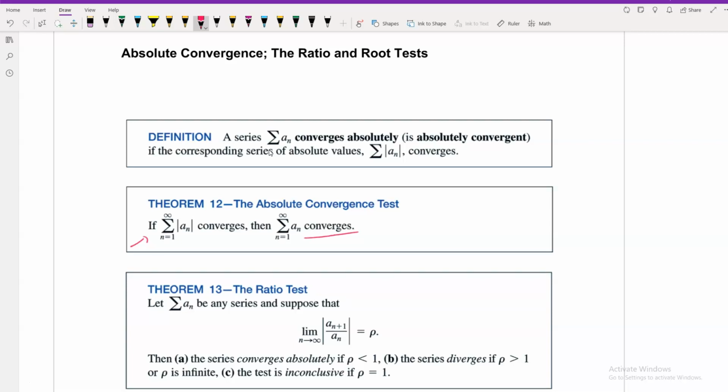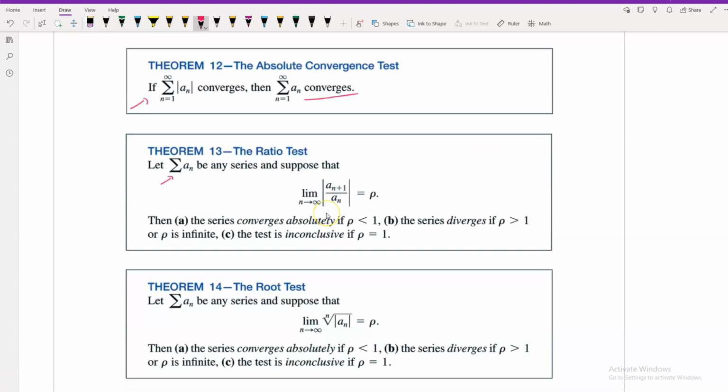Theorem 13, the ratio test. Let sum of a_n be any series and suppose that the limit of absolute value of a_(n+1) divided by a_n as n approaches infinity is equal to p. Then the series converges absolutely if p is less than 1, and the series diverges if p is greater than 1 or p is infinite. And the test is inconclusive if p equals 1.